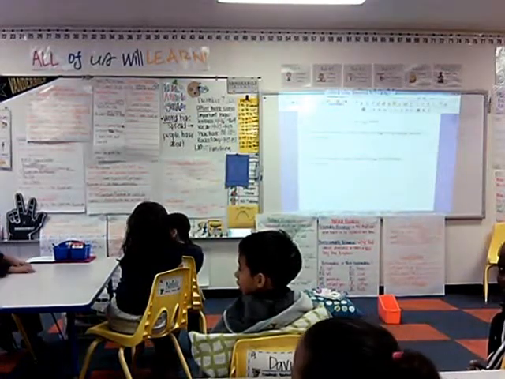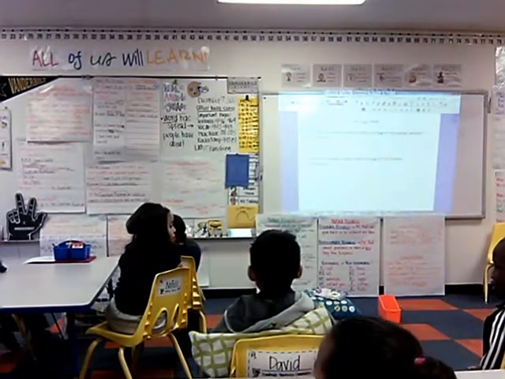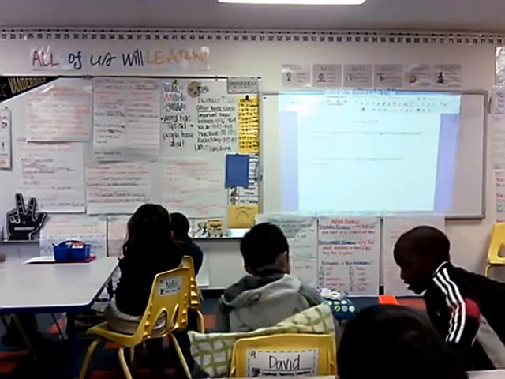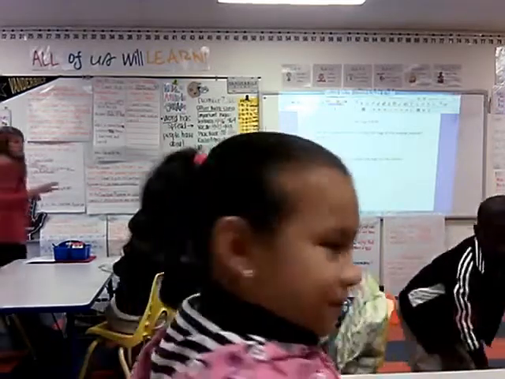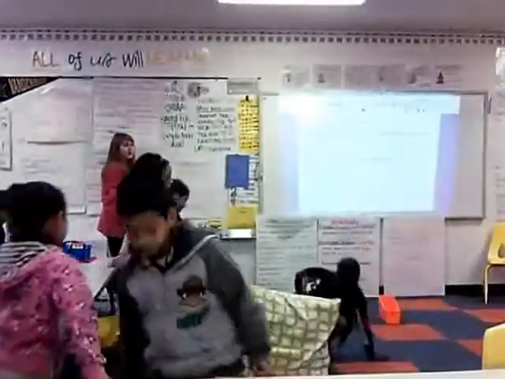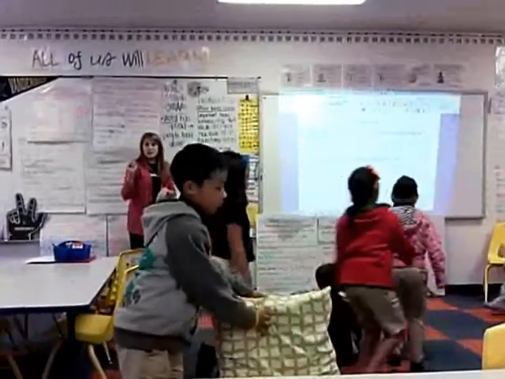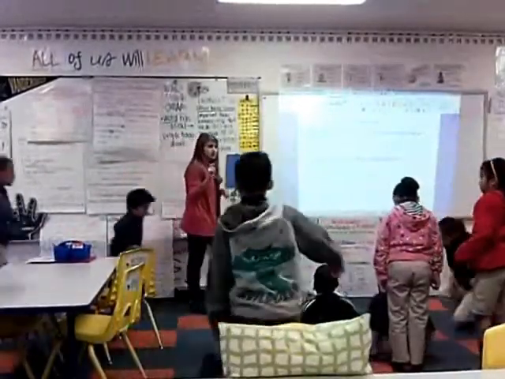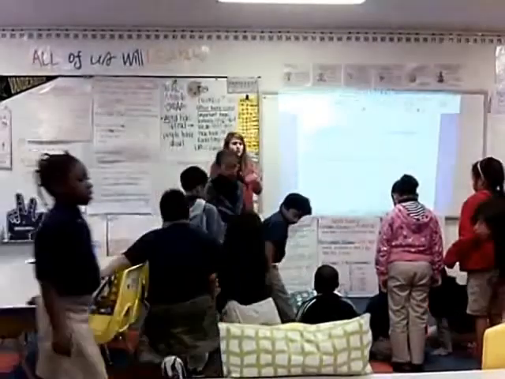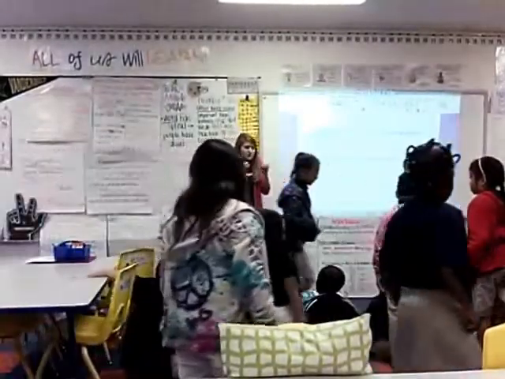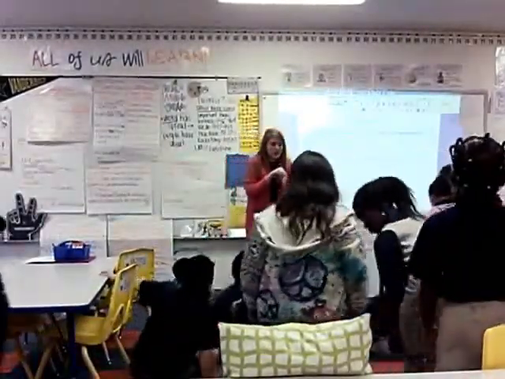Call your table number, please come to the carpet facing the board. Table 4, 3, 2. Thank you for going slowly and quietly to me. 1 and 5. When you are on the carpet, you need to be in crisscross with your hands in your lap, ready to pay attention.